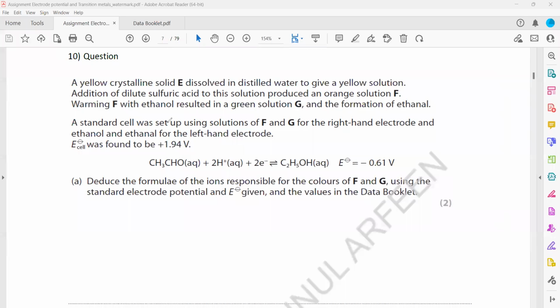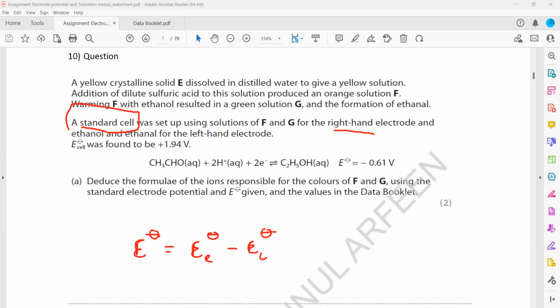As they already mentioned, they specify that the standard cell was set up. Whenever they mention that a standard cell is set up, and the positions are also mentioned, like on the right-hand electrode we have solution of F and G, and on the left we have ethanol. So what is the equation whenever a standard cell is set up? The standard cell potential equals the electrode potential of the right-hand side minus the electrode potential of the left-hand side. This is whenever a standard cell is set up.